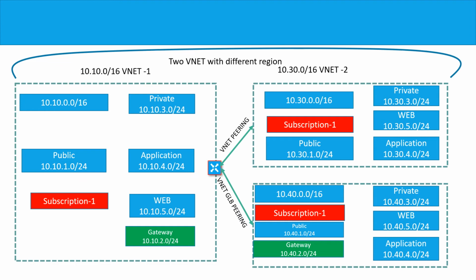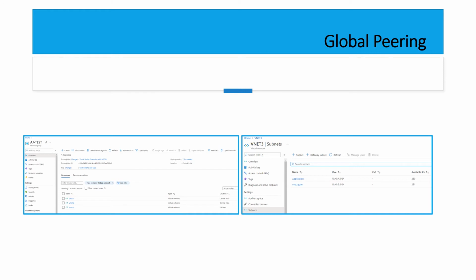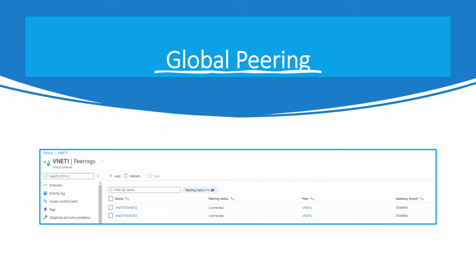Let's recap what we have provisioned so far. My VNet 1 to VNet 2 connectivity is based on regional VNet peering. My VNet 1 to VNet 3 is based on global peering. Let's verify where our resources are provisioned. So this is my VNet 1, provisioned in Central India. My VNet 3 is provisioned in UK West. My application subnet for VNet 3 is 10.44.0.0/24, and the VNet gateway subnet I'm going to provision is 10.42.0.0/24.